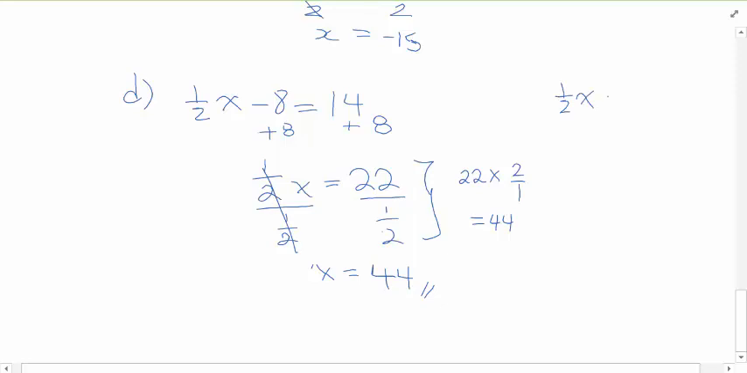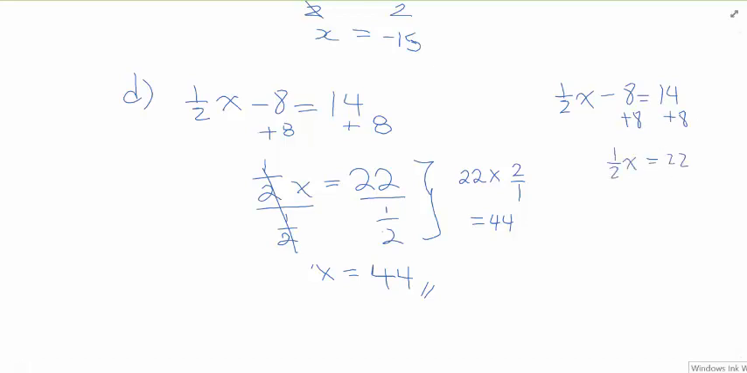Let me show you a couple ways to do it here. All right, I get rid of the 8 first. Same thing. So you've got a half x equals 22. Now, in order to get rid of a fraction, notice this is divided by 2. You're dividing by 2. Let me go up here.